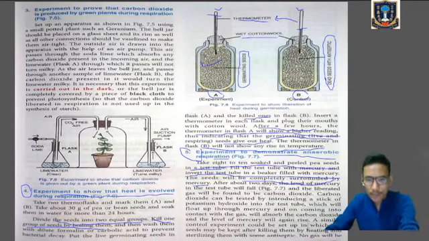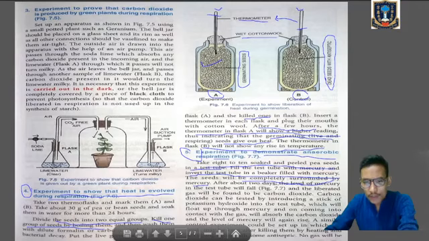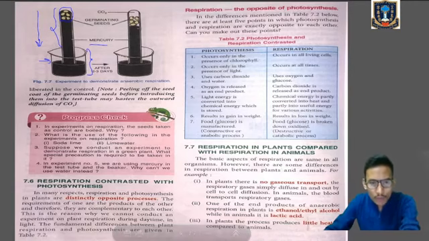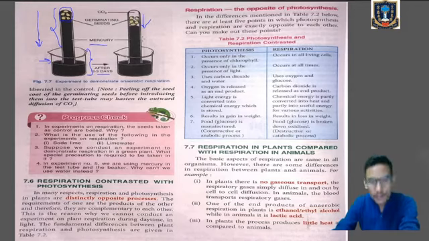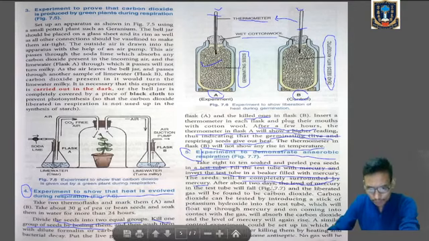Okay, now the next one. After about 2 days, the level of mercury in the test tube will fall. So after 2 to 3 days, what we'll observe is that the level of mercury has decreased in the test tube. Clear? The liberated gas will be found to be carbon dioxide.